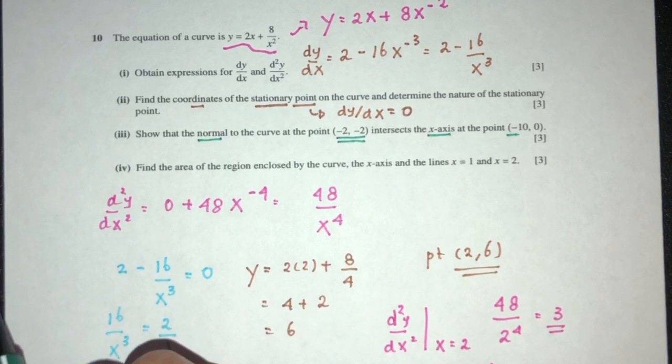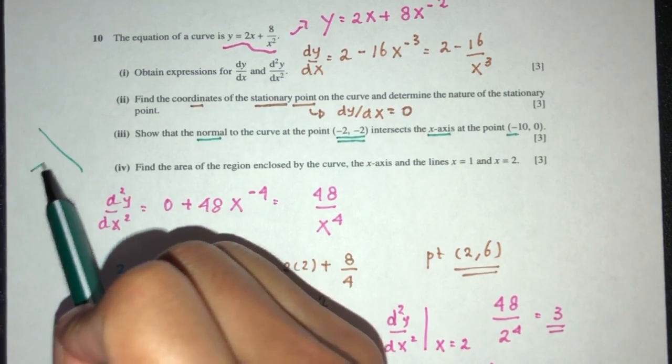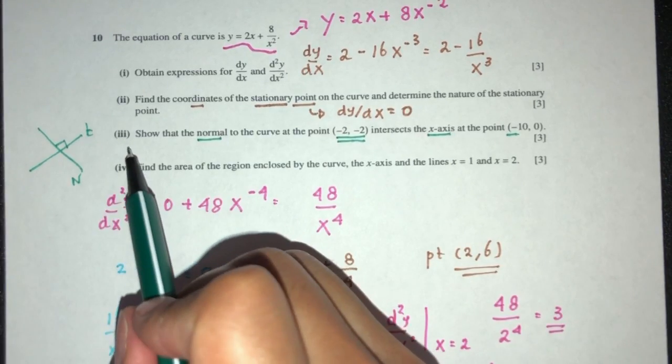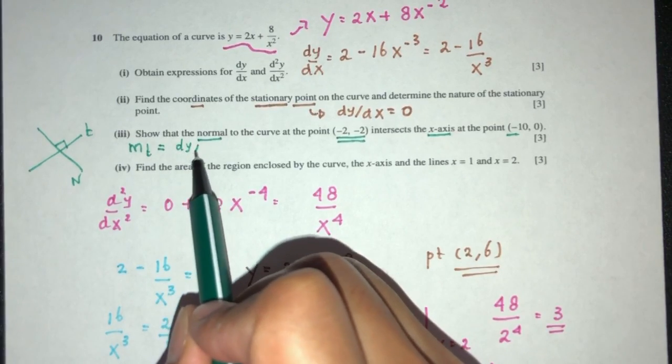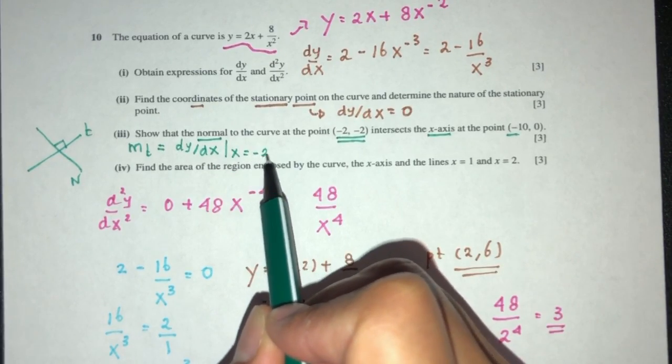Now first thing, we have to find the gradient of the tangent, and then from that find the gradient of the normal, because we know that the normal and the tangent are at 90 degrees. So this is normal, this is tangent. So what is the gradient of the tangent? It is simply dy by dx at the point x equal to minus 2.